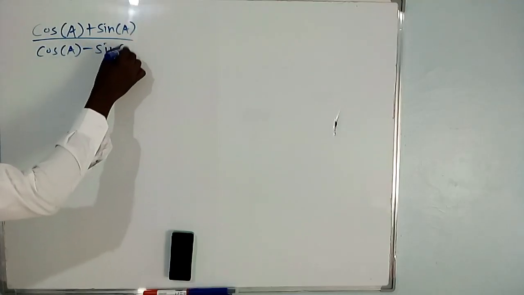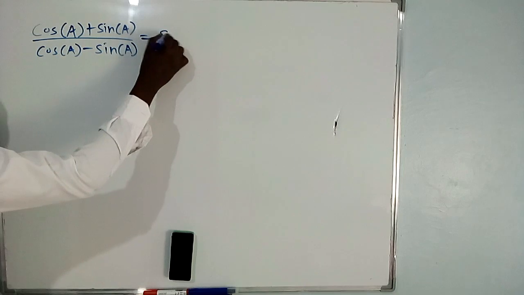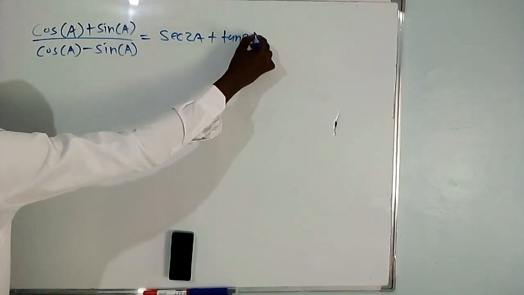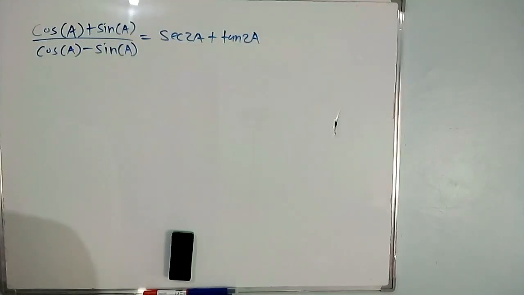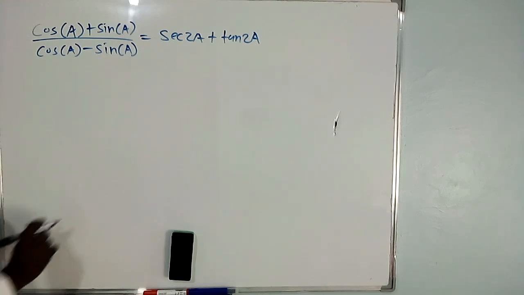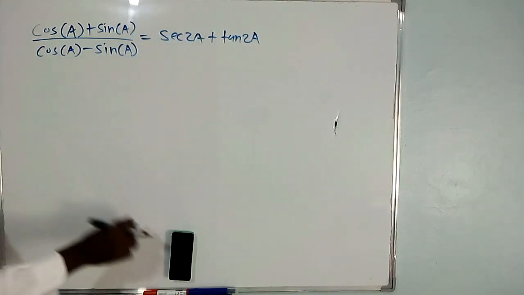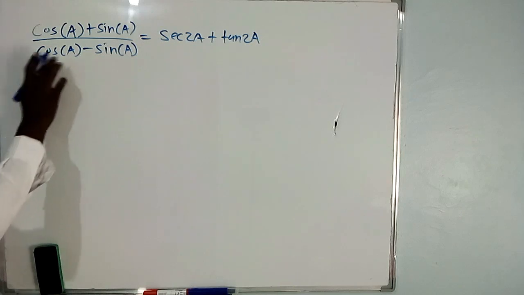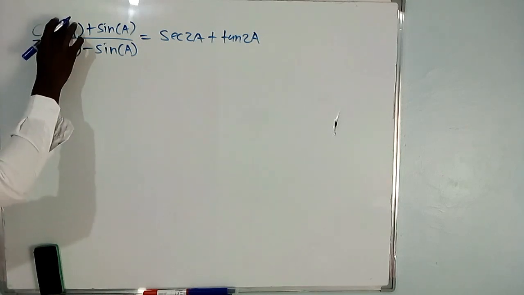How do we prove a trigonometric identity? Before you prove a trigonometric identity, you investigate the identity, isn't it? If you see the left hand side of the equation, we have a fraction. The right hand side of the equation has no fraction, isn't it? So it means they have gotten rid of the denominator.